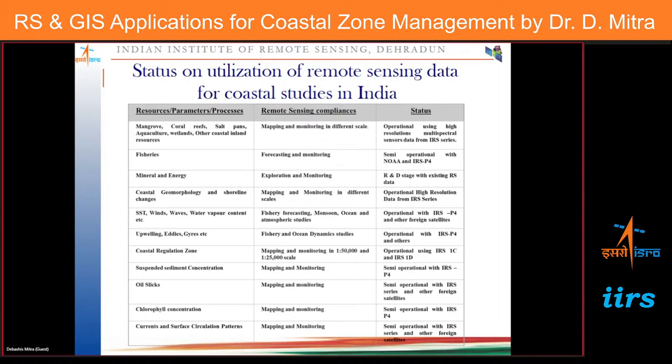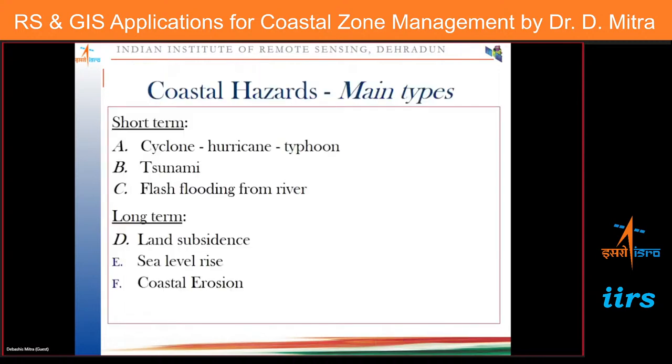As we already told, chlorophyll concentration, surface currents and the nearshore circulation pattern are also possible from remote sensing. So this many parameters you will be able to understand from satellite remote sensing data. Now, as I told you, we can monitor various kinds of hazards.